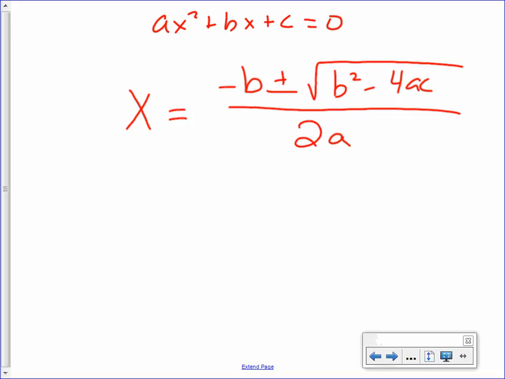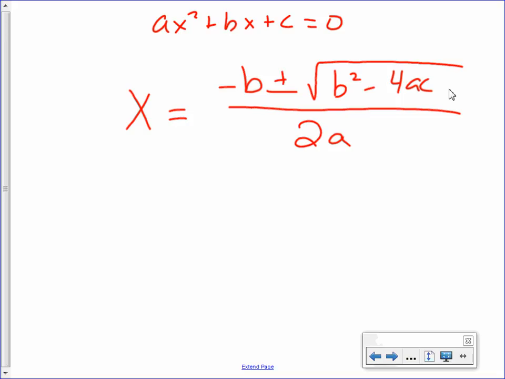Yay! Here we go. This formula has already come in handy. Negative b over 2a was used to find the vertex. Yeah, b over 2a was the vertex, wasn't it? Yeah, not the negative part. B over 2a is the vertex.